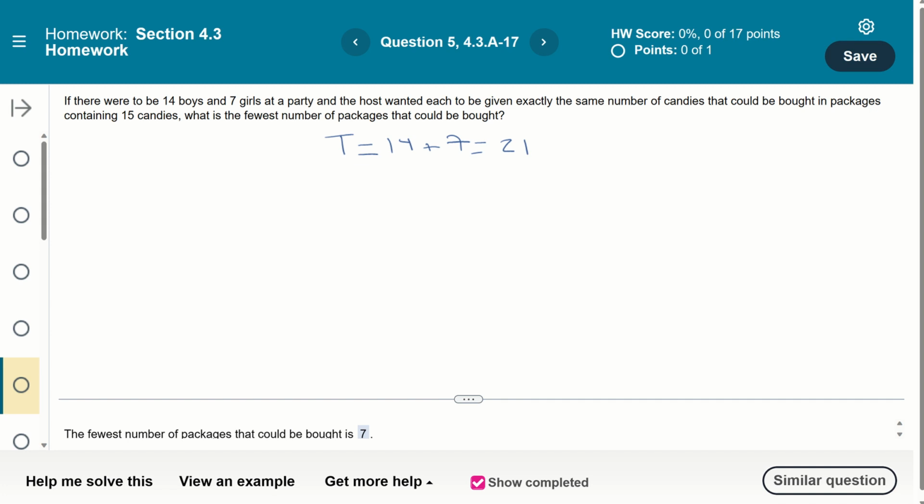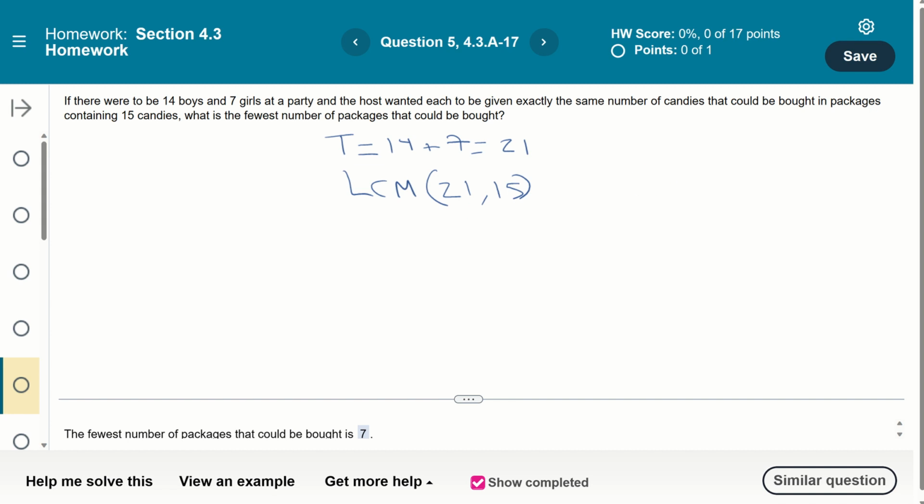So now, notice that because there are 15 candies per package, we're going to want to know the least common multiple of the total number of people and 15, right? So we're going to find the LCM of 21 and 15.